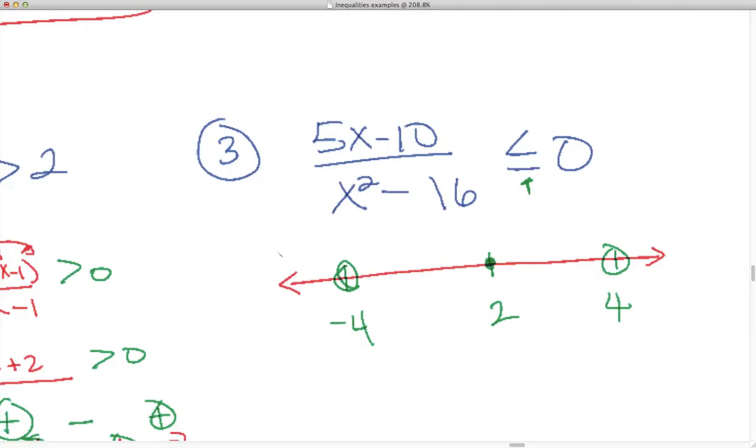So if I plug in, I'm going to write this in its factored form, it's just easier to deal with. Oops, should be a 4 right there, not a 5. Sorry about that. So if I plug in a negative 5, the top's going to be a negative 25 minus 10 is negative, and then the bottom's going to be negative times a negative gives me a positive, right? So then negative divided by positive is a negative.